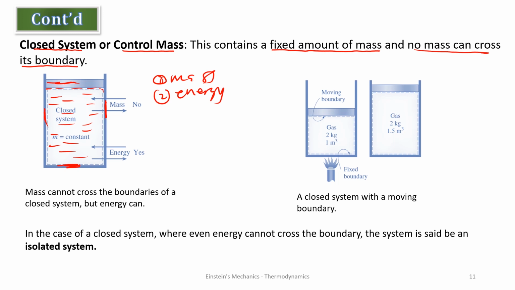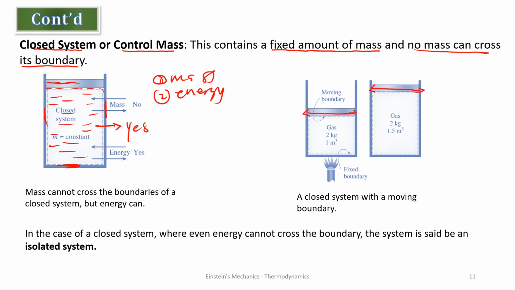So the energy can be in the form of what? Heat energy. Heat can get out, yes. But for the mass to get out so that we can get a reduced mass in a closed system, it is no. Are we good? And this has what? A fixed boundary. Let's look at it here. This one has what? A fixed boundary. The boundary is what? Fixed. No movement. It has a fixed boundary. Are we good? All right.